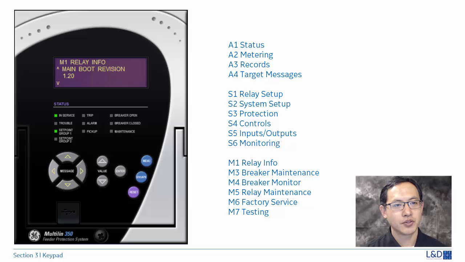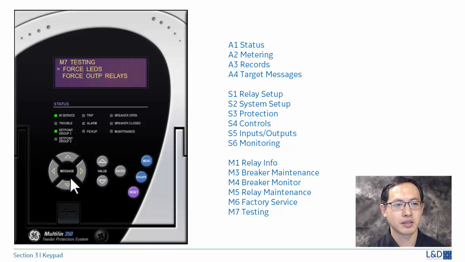So another good feature under the maintenance is that we can do the testing of the simulated LED and contact output. So if we press the arrow key down all the way to M7 testing and press enter, then we can see the force LED and force output relay. We're going to use force output relays to force the output relay trip to turn on, and then we check the status.